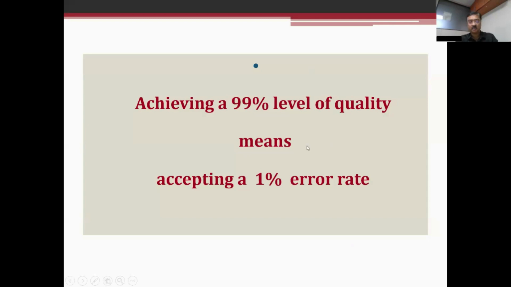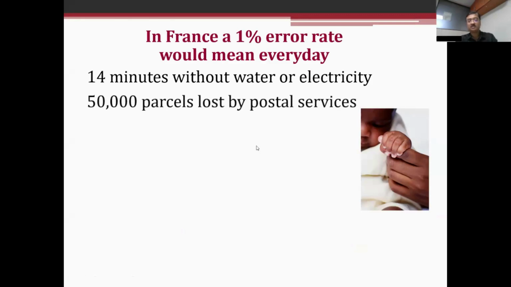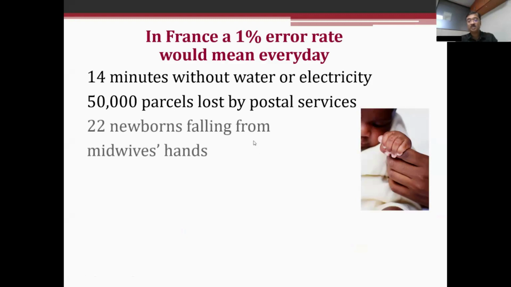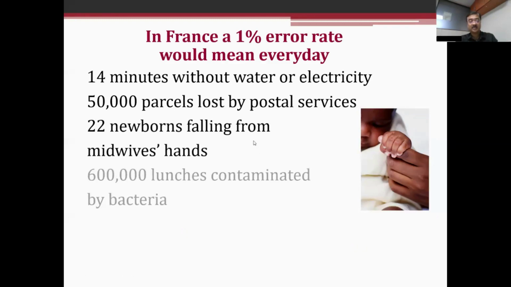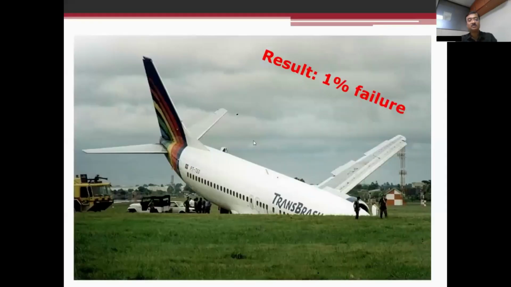It sounds very little, almost negligible, but how much can a 1% error be? Just imagine: a 1% error in France means 14 minutes without water or electricity, 50,000 pieces of mail lost by postal services, 22 newborns falling from midwives' hands, 6 lakh lunches contaminated by bacteria, and 3 bad landings at Orly airport. So sometimes 1% failure is very, very costly. We cannot entertain even a 1% failure rate. Any error is a grave condition.